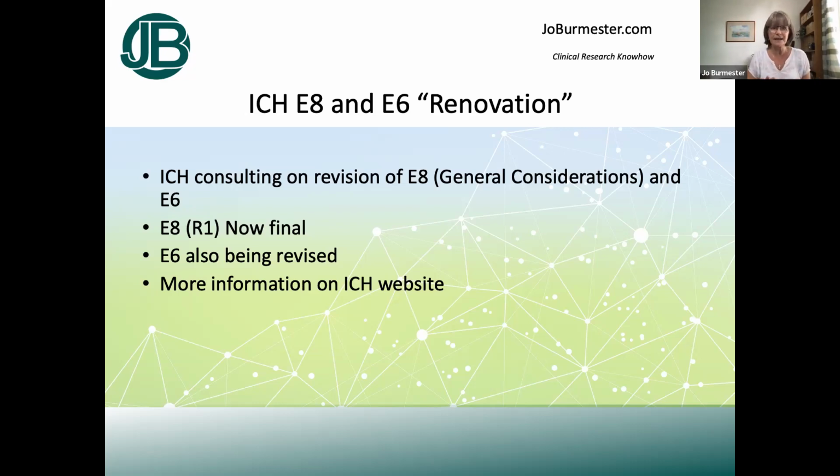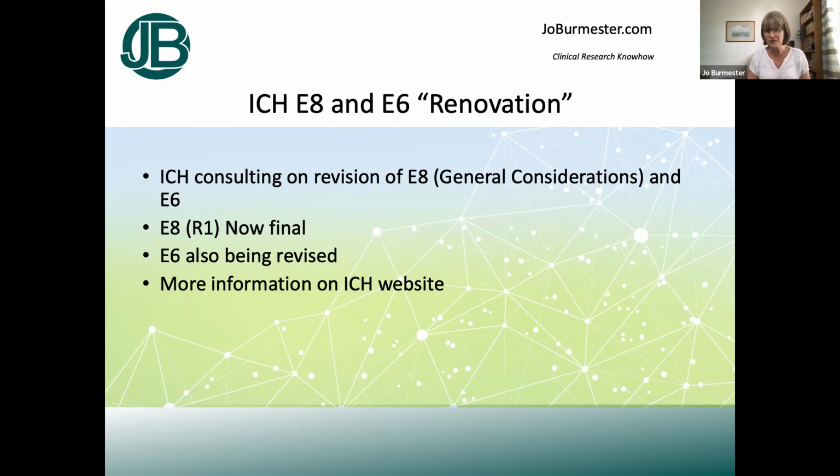E6, so ICH GCP, is also being revised. We've got the draft principles of that document, but that's as far as we've got at the moment. I think the new version of at least part of it, they said would come out probably next year, possibly the year after, but we don't have a final version of that yet. So we won't talk about that one, we'll just talk about E8.